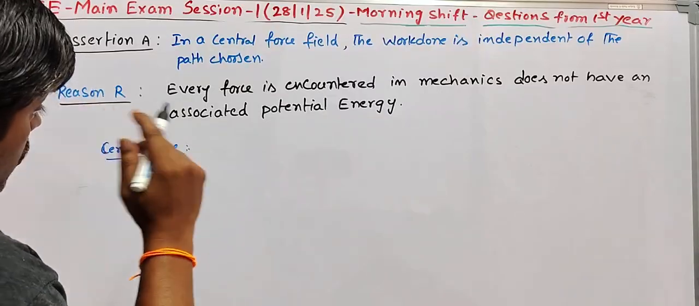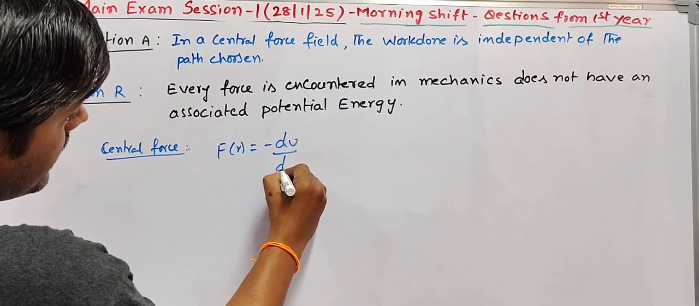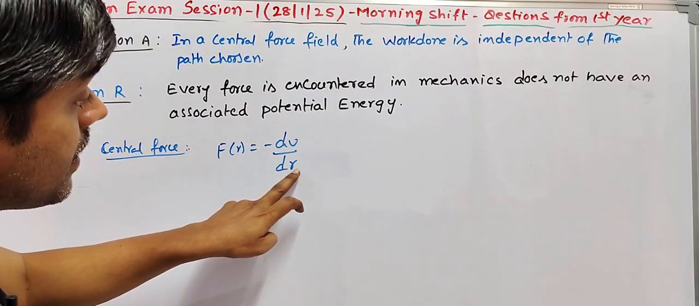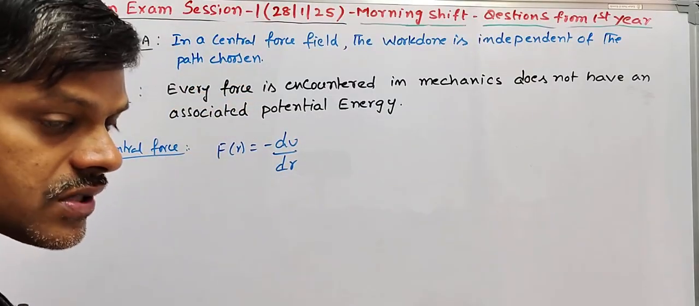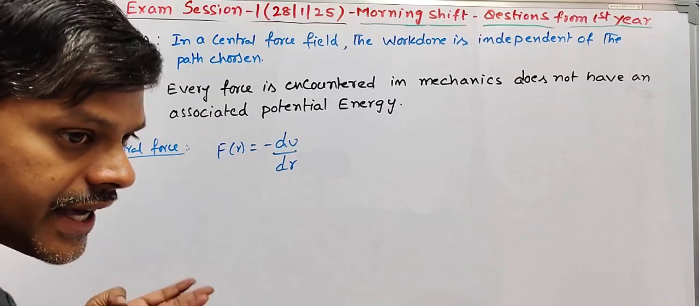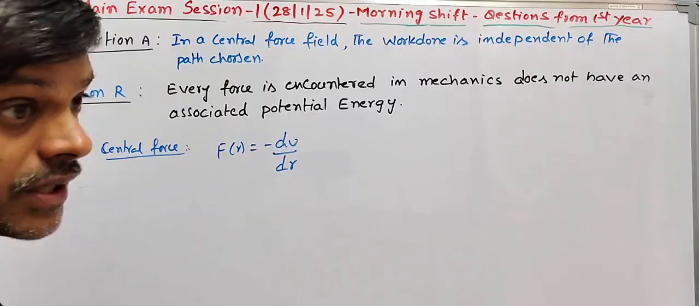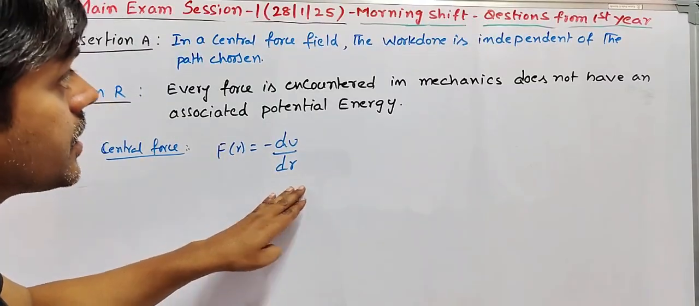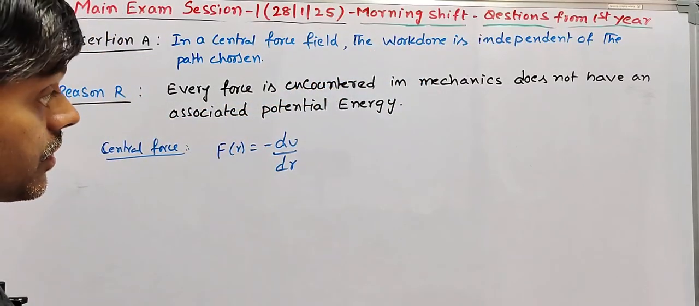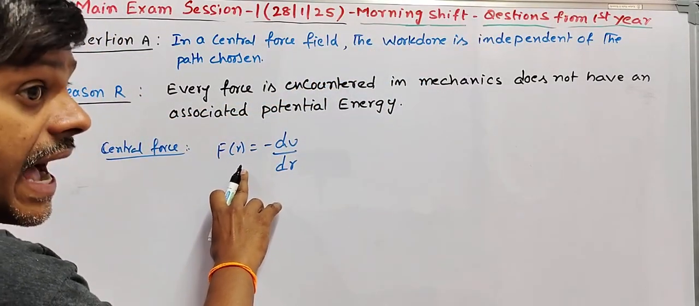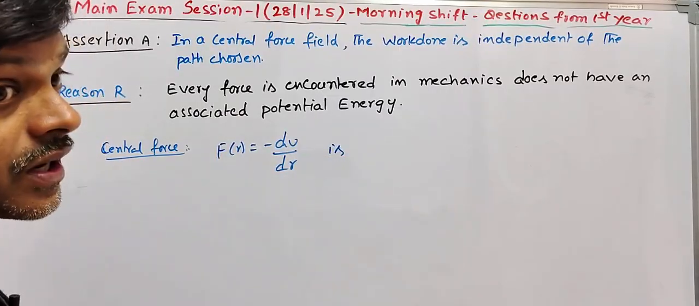Okay, so central force is mathematically represented as minus dU by dr. That means it depends on position. When position changes, okay, central force also changes. Force is a vector quantity, so either change in magnitude or in direction, it may change its energy. That means because force is a function of position. Okay, so according to the assertion, in a central force field, the work done is independent of the path followed. Here you see, when position changes, force magnitude changes. So central force is a conservative force.